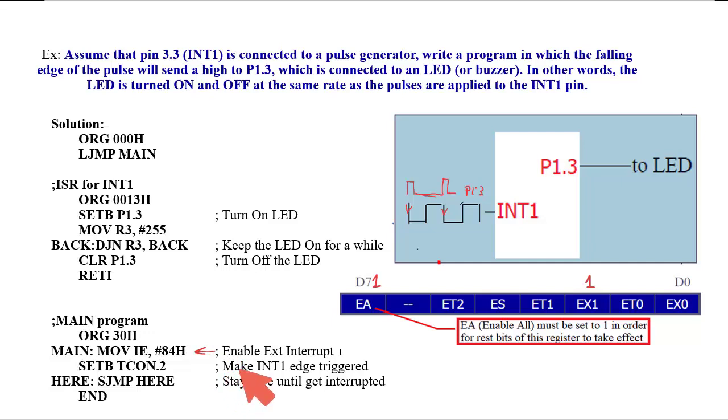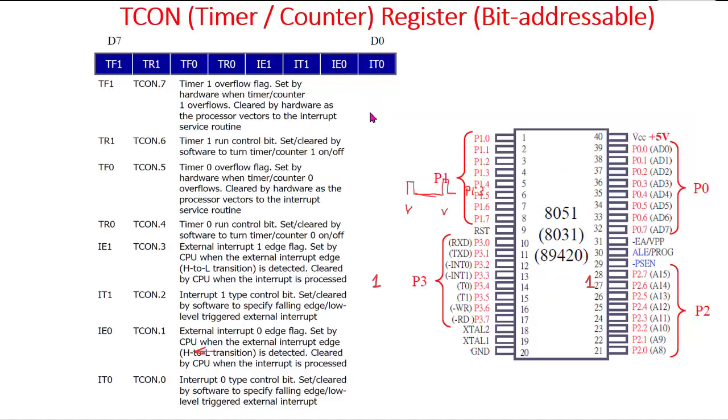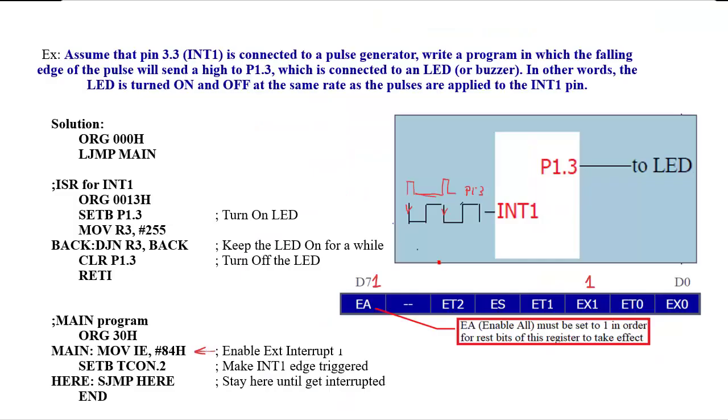Next, what do we need? We need to set the falling edge triggered mode. To set this, we need to set the TCON register. We need to set the IT bit. This is IT1, this is IT0. Here we are using INT1, so this IT1 value will be set. This is TCON.2, so the TCON.2 bit should be set. So this is the instruction, SETB TCON.2. This is needed to select the falling edge triggered mode. This is all we need to set.